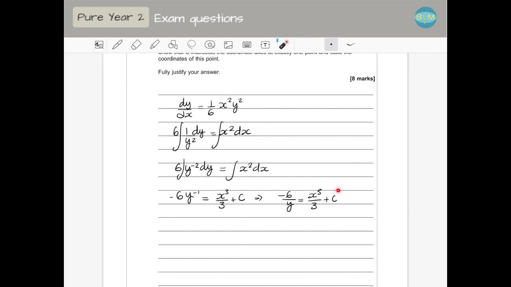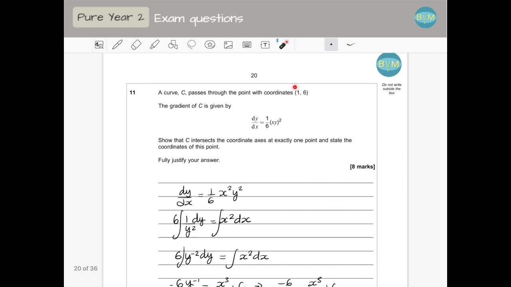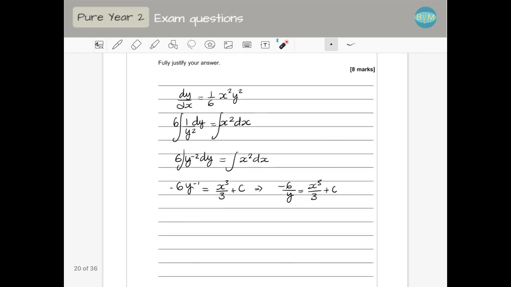And we are going to find the constant of integration by making the function pass through the point (1, 6). If the point is on the curve, it must satisfy the equation. When x is 1, y must be 6. So minus 6 divided by y, which is 6, is going to be x cubed divided by 3 plus c. And from here, c is minus 1 minus 1/3, which is minus 4/3.